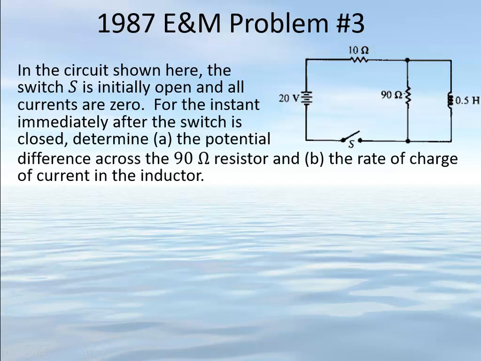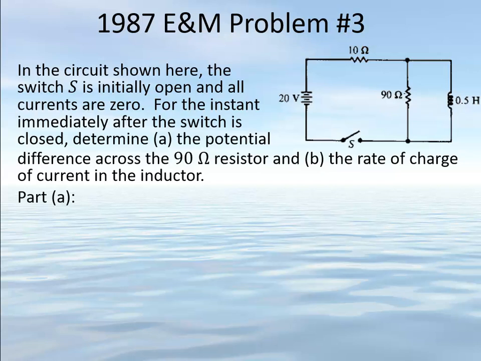Here we're going to go through the solution of problem number 3 of the 1987 AP Physics C E&M exam. In this case, we have a circuit that has an inductor and a resistor in parallel, and those are each in series with a 10 ohm resistor, a battery, and a switch. So the first two parts of this are asking for the potential difference across the 90 ohm resistor and the rate of change of the current at the instant that the switch is closed.